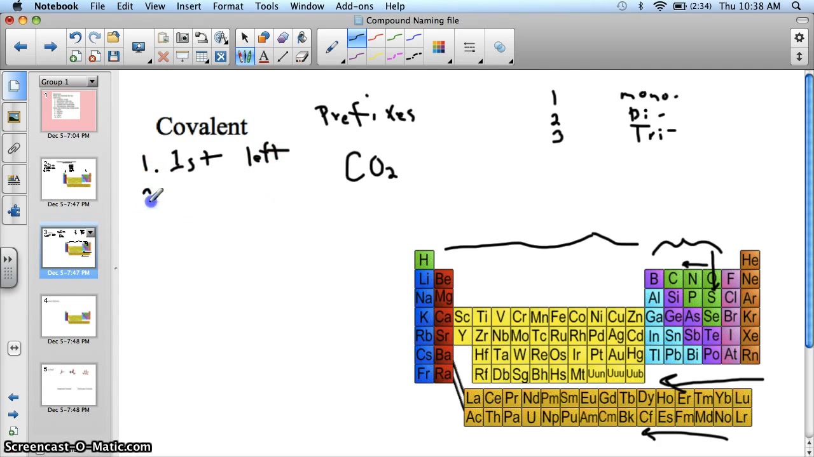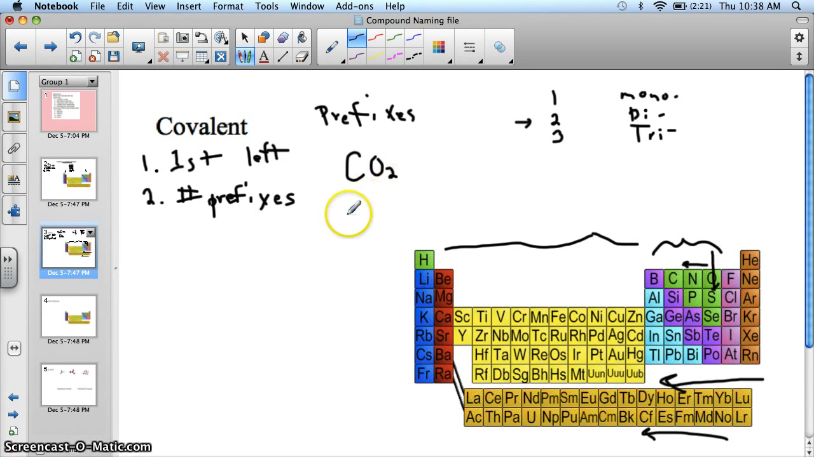And then the second rule is use the number prefixes. So let's take a look at this CO2. Carbon, and then instead of oxide, well, they all end in "ide," but you use 2, which is di. So this would be carbon dioxide.